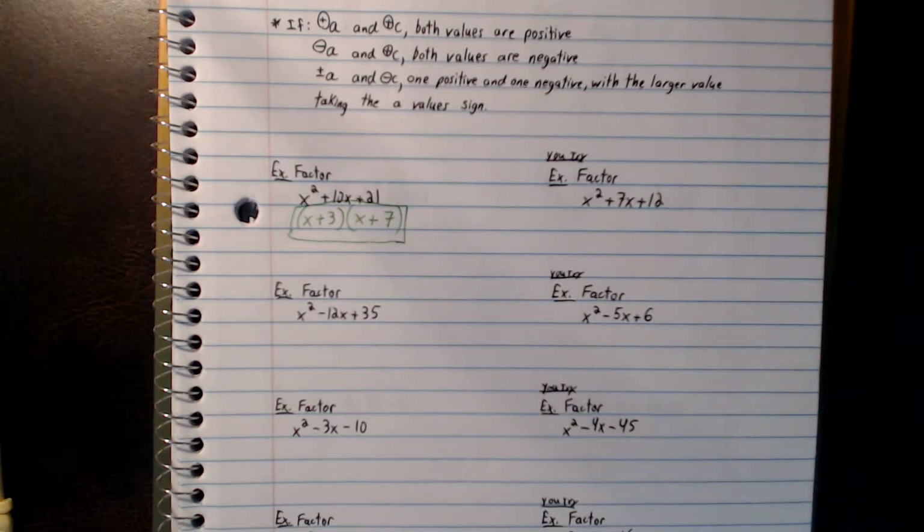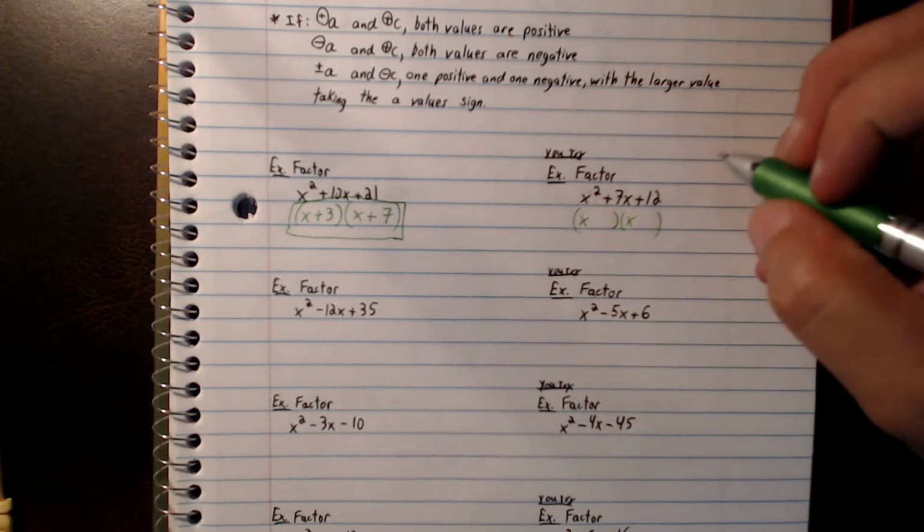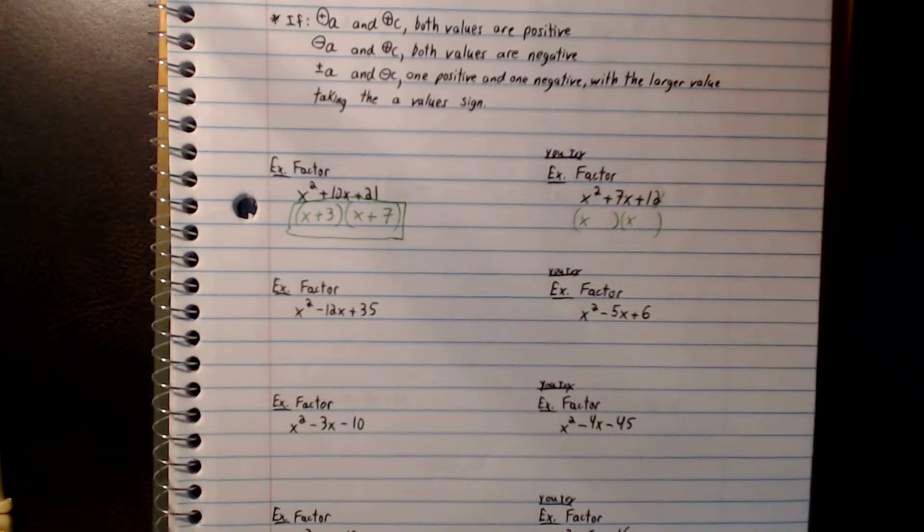Alright, let's check out what your answer is. Alright, real quick, our setup. We need two numbers that multiply to 12, right? 1 and 12, 2 and 6, 3 and 4. Those are all the options that multiply to 12.